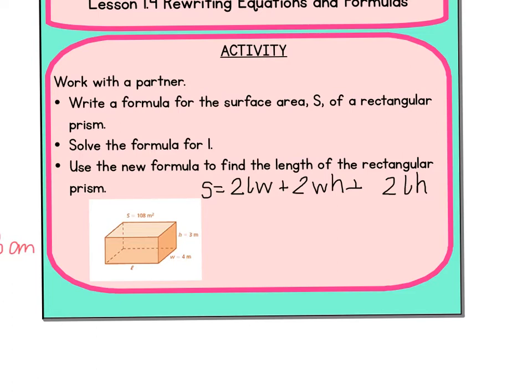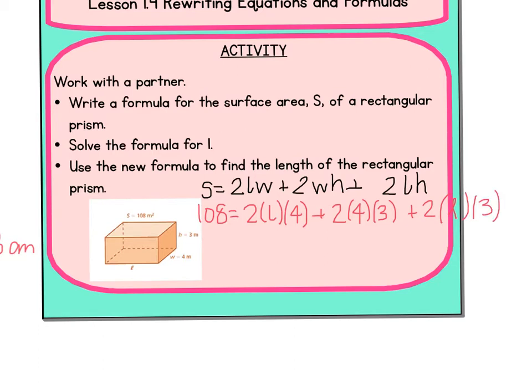So then what we have to do is plug in what we know so that we can find the length. In this case, surface area is 108. 2 times L times W would be 2 times L, which we don't know, times W, which is 4, plus 2 times the width, which is 4, times the height, which is 3, plus 2 times the length, which is L, times the height, which is 3.